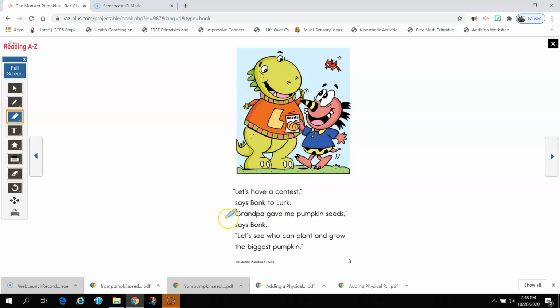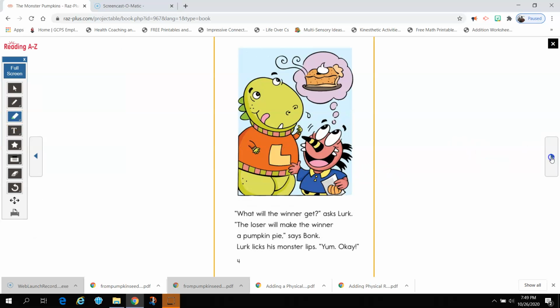"Let's have a contest," says Bonk to Lurk. So who is talking in this sentence? Look at the words, "says Bonk." So this is not Lurk talking, this is Bonk. And then it goes on to this one. "Grandpa gave me pumpkin seeds," says Bonk. Guess what? Bonk is still talking. "Let's see who can plant and grow the biggest pumpkin." So on this page, we don't see Lurk talking at all. We see Bonk. Let's check the next page.